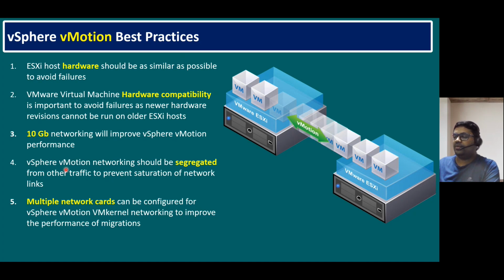And the fourth point, vSphere vMotion networking should be segregated. Segregated means separated or isolated. Earlier we talked about the ESXi host management network. The management network should be in a different VLAN. In the same way, the vMotion network should also be in a different VLAN, so we can isolate the traffic to prevent saturation of the network. And multiple network cards: same as for the ESXi host, where we recommend NIC teaming with multiple NICs, for vMotion also we can configure multiple network cards for the vSphere vMotion VMkernel networking to improve the performance of migration. Okay, it's also a recommended best practice.